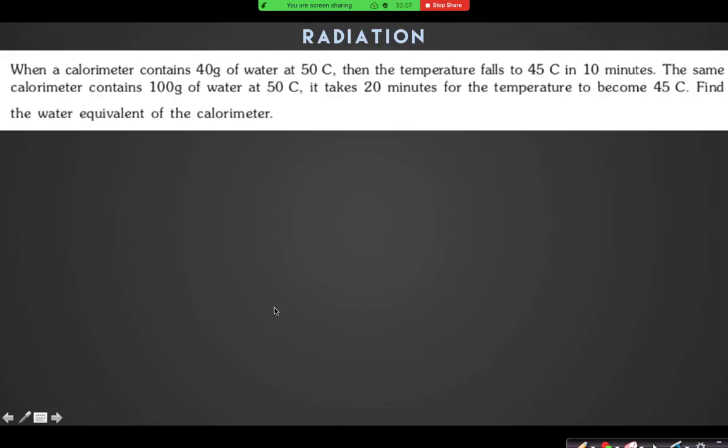This question, have I given it as your homework? Yes, sir. Okay. When a calorimeter with 40 gram water at 50 degrees Celsius cools, the temperature falls to 45 degrees Celsius in 10 minutes. The same calorimeter with 100 gram of water at 50 degrees Celsius takes 20 minutes to come to 45 degrees Celsius. What is the water equivalent of the calorimeter?